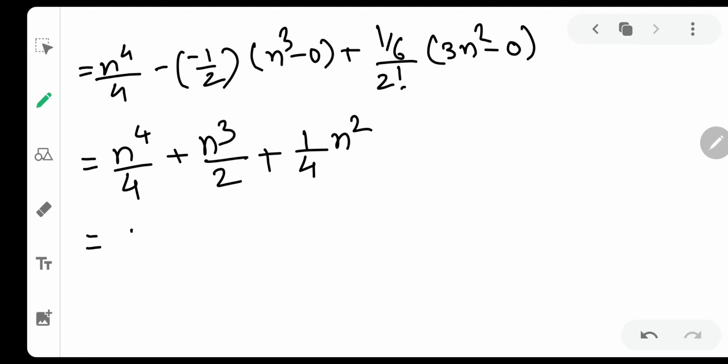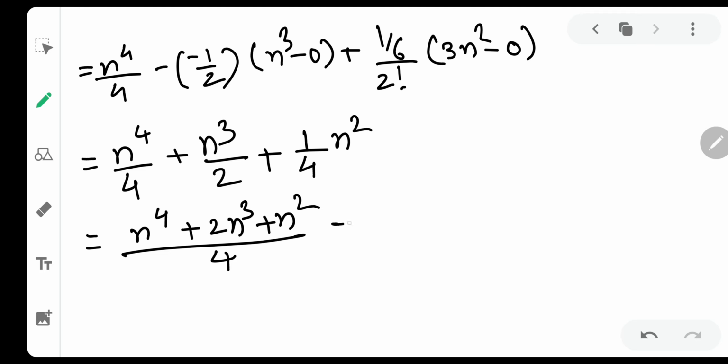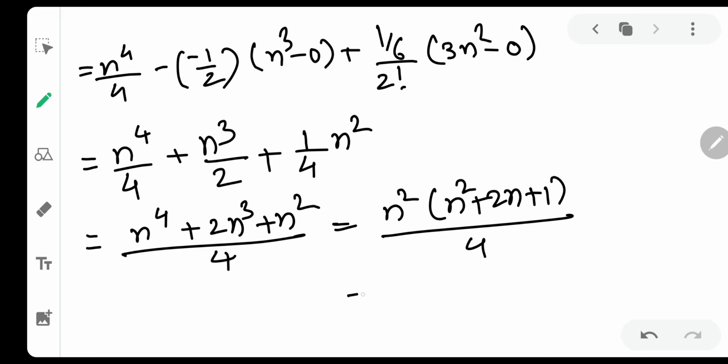Now let me do one thing. I will write down n4 and then 2n cube and then n square by 4, just took the LCM. Then I will take n square common. What I get is n square plus 2n plus 1 by 4. So that comes out to be n square, n plus 1 the whole square by 4. And that is the formula for summation of n cube.